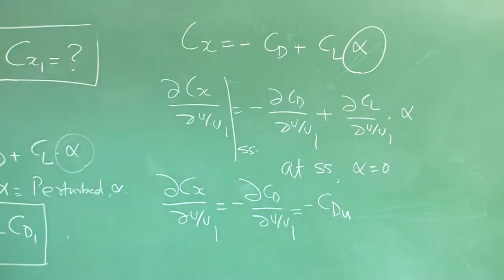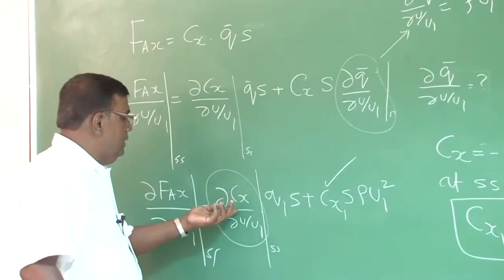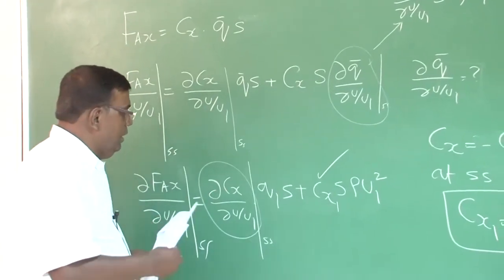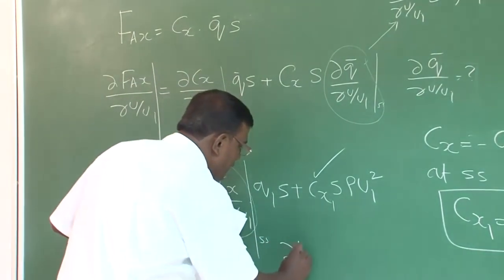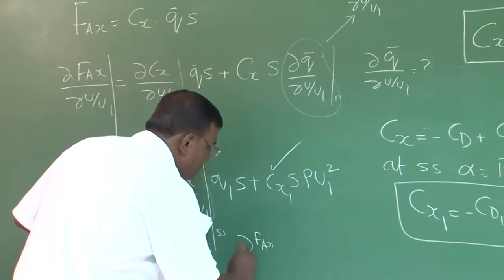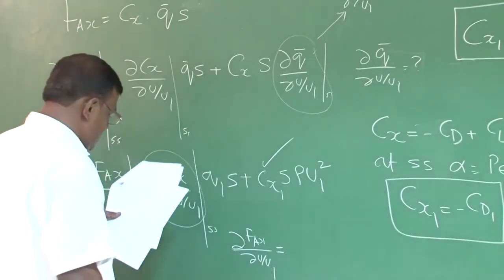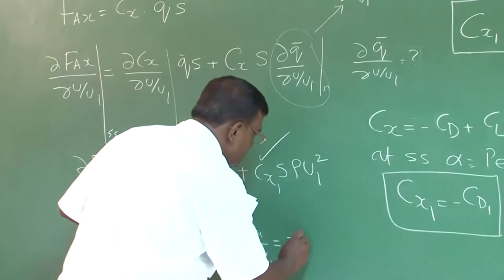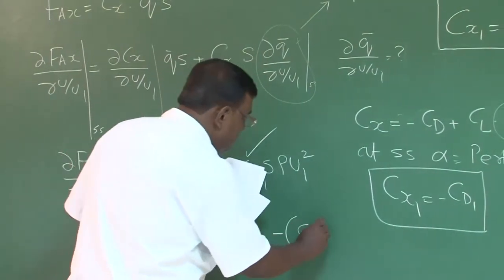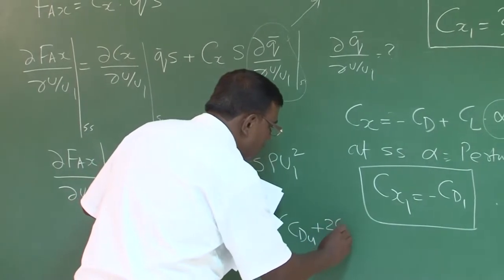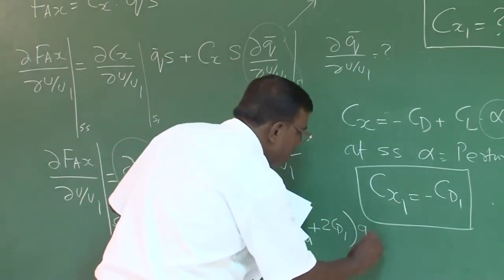But as far as the expression is concerned, now I know that dFAX by du by u1, I can write as minus CdU plus 2CD1 into Q1S.